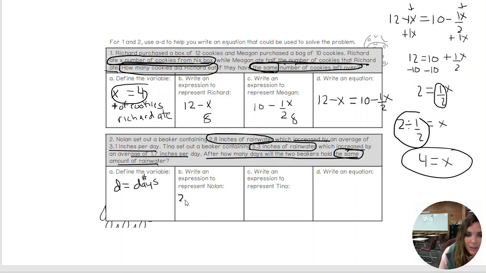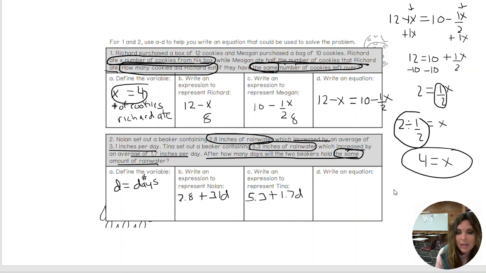So an expression to represent Nolan. We know that his beaker started out with 2.8 inches of rainwater, and it increased by, and remember increased by means we're going to use the addition operation, so it increased by 3.1 inches per day. We don't know how many days, so we're going to use that variable. So 3.1 every day added to what he started with. And then an expression for Tina, her beaker started out with 5.3 and then increased by 1.7 inches per day.